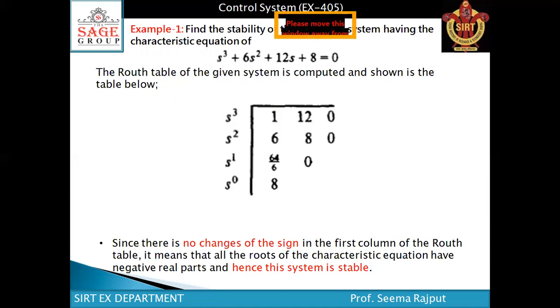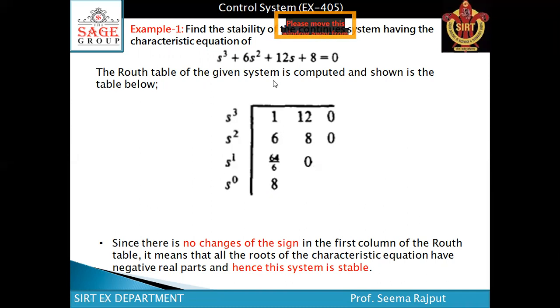And in the second row, what is it? It is 6 and 8, 0. So we have to multiply: 6 into 12 minus 1 into 8 upon 6. And in the next, 6 into 0 is 0, minus 1 into 0 is 0, upon 6, so that is 0. And then the last row and first column: 64 by 6 into 8 minus 6 into 0, divided by 64 by 6, that is only 8.